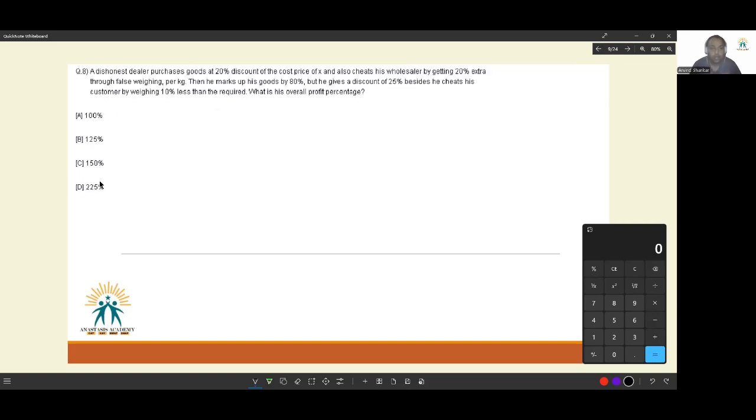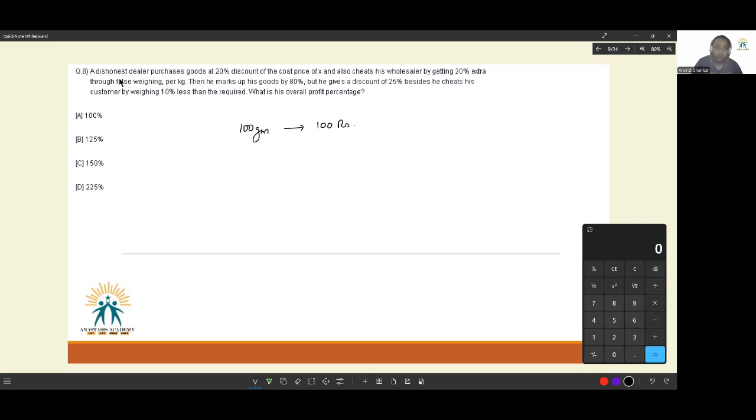Next, a dishonest dealer purchases goods at 20% discount of the cost price of X and also cheats his wholesaler by getting 20% extra through false weighing per kg. Then he marks up his goods by 80%, but he gives a discount of 25%. Besides, he cheats his customer by weighing 10% less than required. What is his overall profit percentage? Let the original price when he's buying be 100 gram, the cost price for 100 gram being 100 rupees.